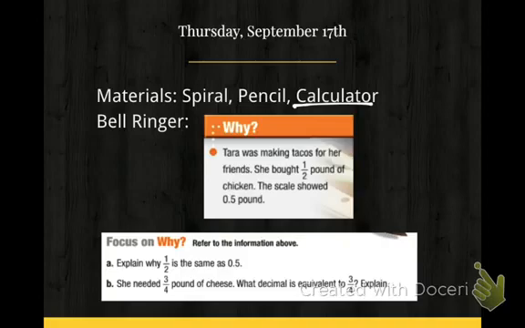So we're going to start with a bell ringer here, and the problem is as follows. Tara was making tacos for her friends. She bought half a pound of chicken, and the scale showed 0.5 pounds. So what I want you to think about is why are those two things the same? So I'm going to have you pause the video, have a quick conversation. Why are 1/2 and 0.5 the same? All right, go ahead and pause and talk about it.